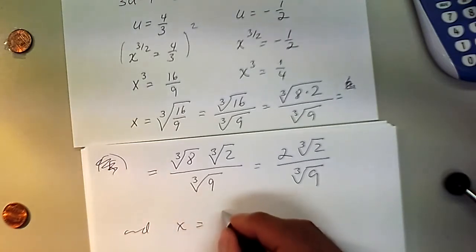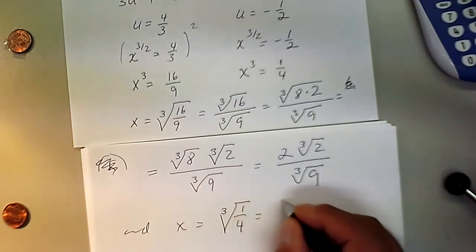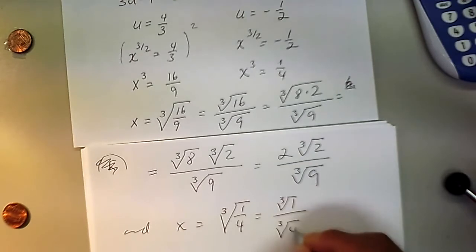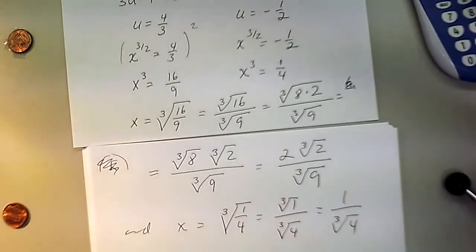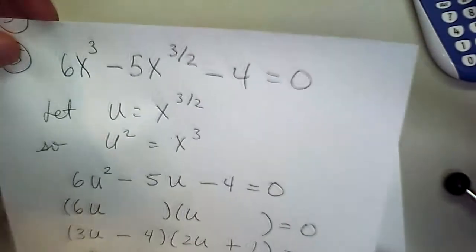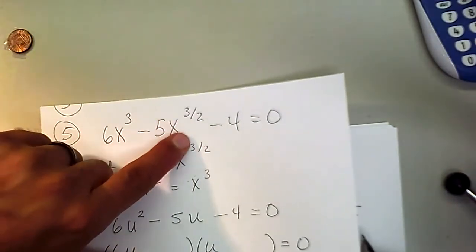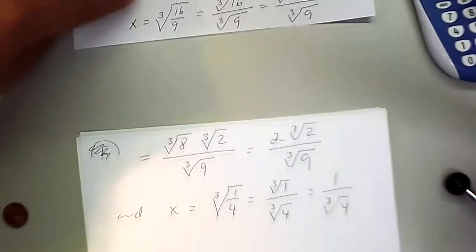X is going to be the cube root of 1 over 4, which is just the cube root of 1 over the cube root of 4, and that is, of course, 1 over the cube root of 4, which is a positive number. I'm looking back at the original equation. Yeah, we can take the square root and cube it, so we are good.